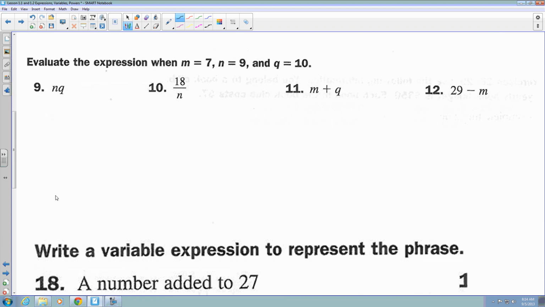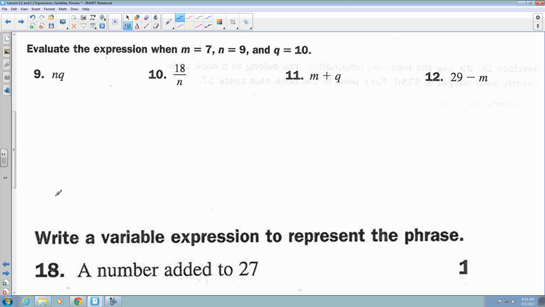This one has a little bit more of a wrinkle to it because they give you more than one variable. So from here, they give you m as in man equals 7, n as in nail equals 9, and q equals 10. So I'm just going to replace the variable with that specific number. So like for number 9, even though it says n times q, that really means it's going to be 9 times 10. For number 10, it's going to be 18 divided by 9.